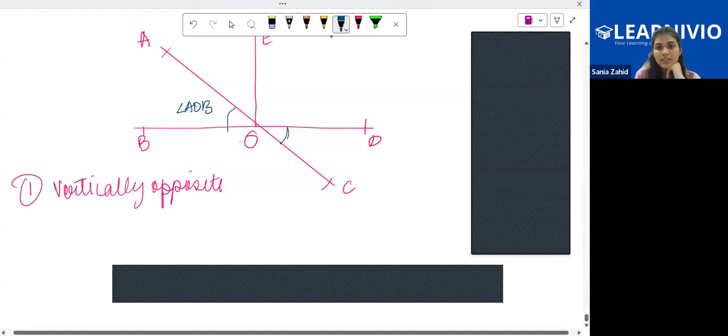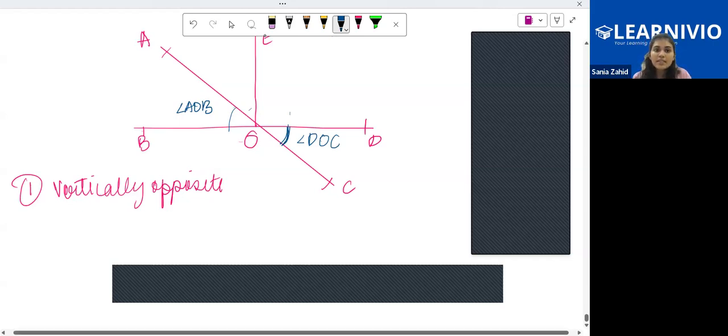And what will I name this angle? Angle EOB and angle EOD. E, how come? I'm talking about this angle. This angle will be AOB and this angle will be DOC. Right? So these are a pair of vertically opposite angles.